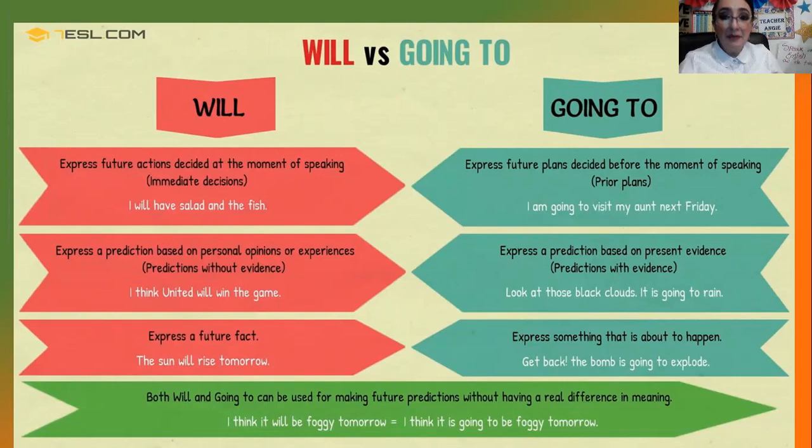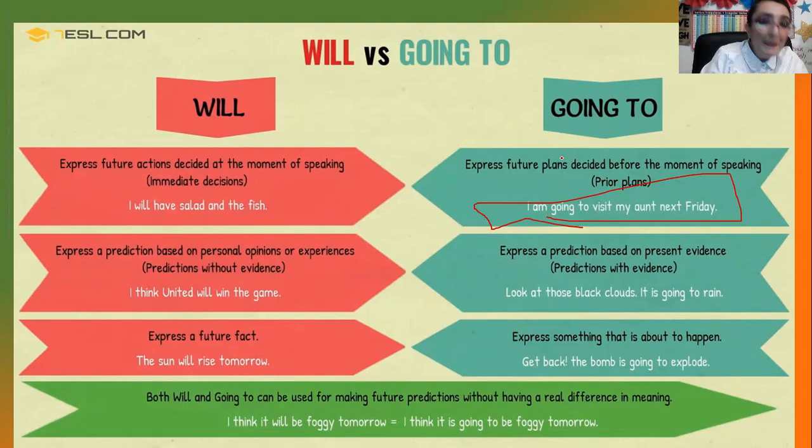Prior plans, I mean, I am going to visit my aunt next Friday. This is not something that I am deciding at this moment. It is something that I have been thinking about, and now I'm pretty sure that I'm going to be doing it. It's a plan that I have been planning before mentioning it.